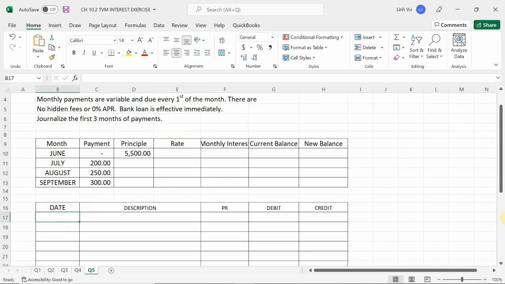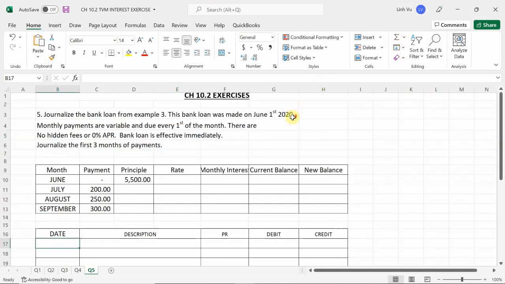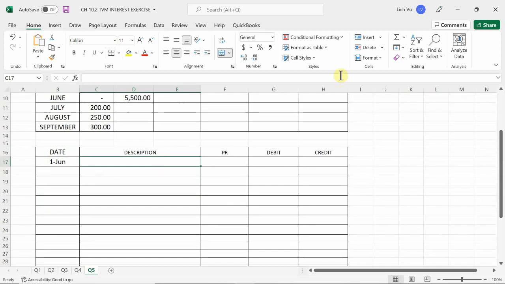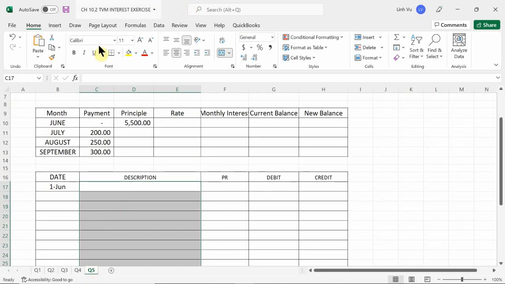The date says I made the bank loan on June 1st. So how am I going to journalize this? If I acquired a bank loan, how should I journalize it? If I got a bank loan, what does that tell me? No, right now we just got the bank loan. How do I journalize that?